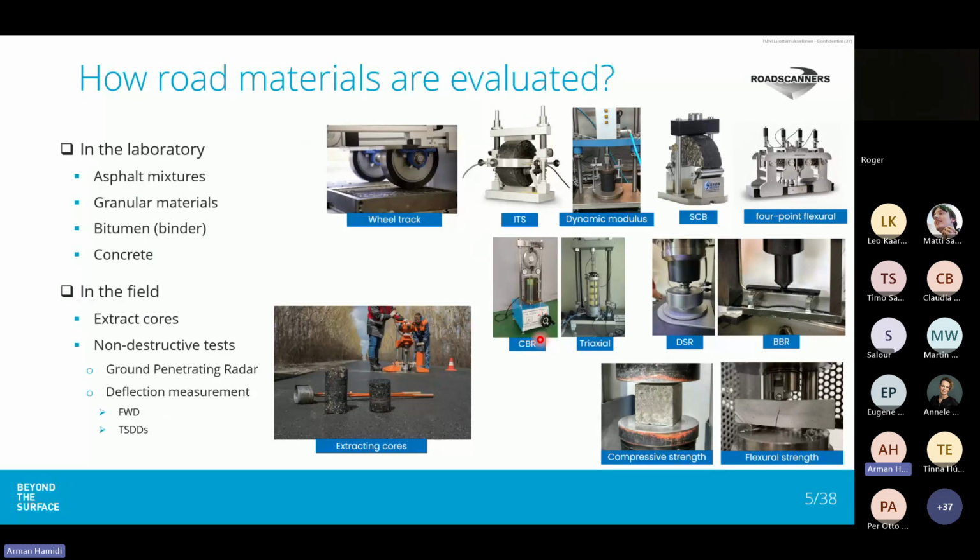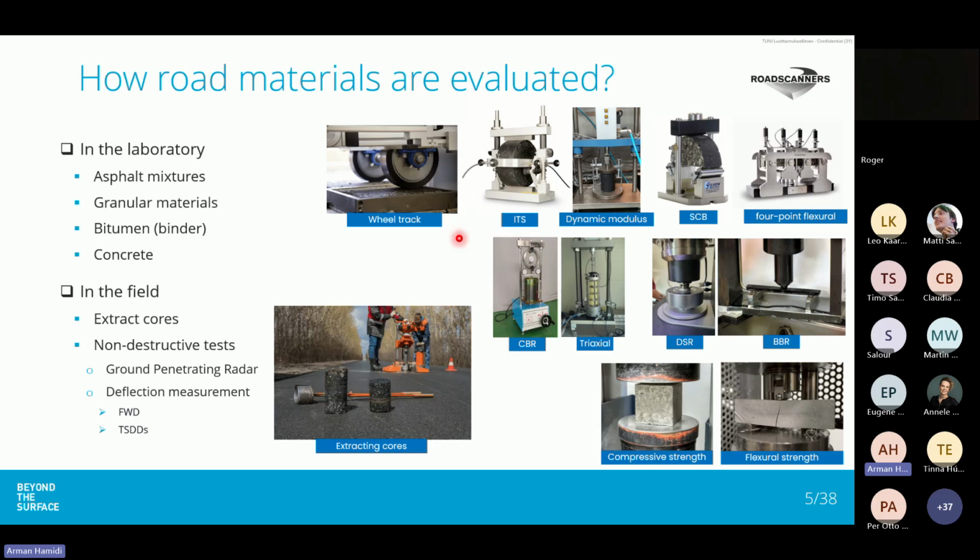When we deal with asphalt pavements or flexible pavements, we can test asphalt mixtures. For example, in the laboratory, we can use 4-point flexural test, SCB test, and ITS test for investigating the potential to fatigue cracks. We can also use wheel track test for rutting. We can use dynamic modulus, resilient modulus, and other tests.